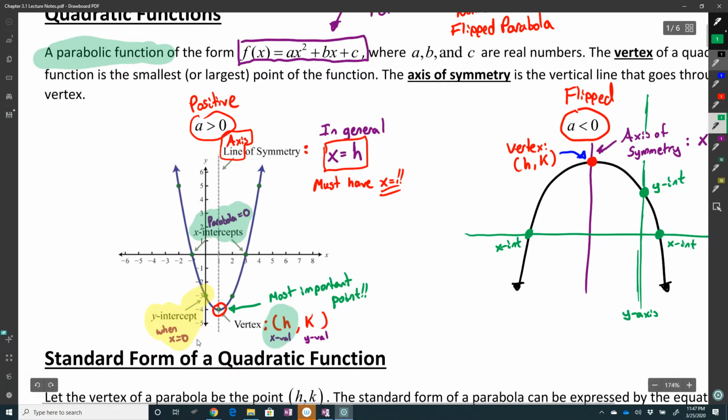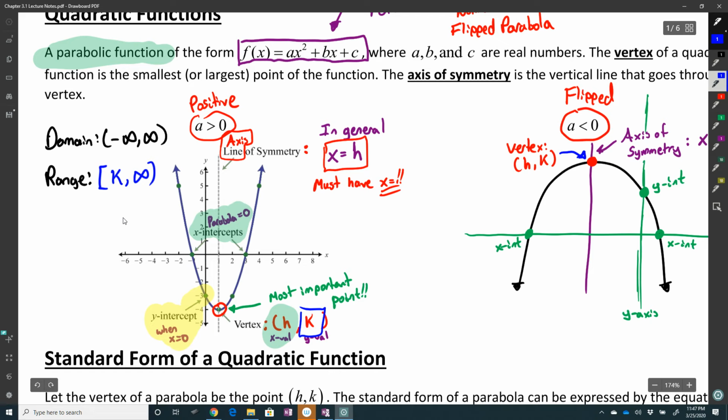Oh, one thing I did forget is the domain and range. When you're dealing with the parabola, the domain is negative infinity to infinity, whereas the range is just the y value of the vertex onward. It's just starting at the y value, going up. And the y value happens to be k. So that's why the range is, if it's pointed upward, from k to infinity.